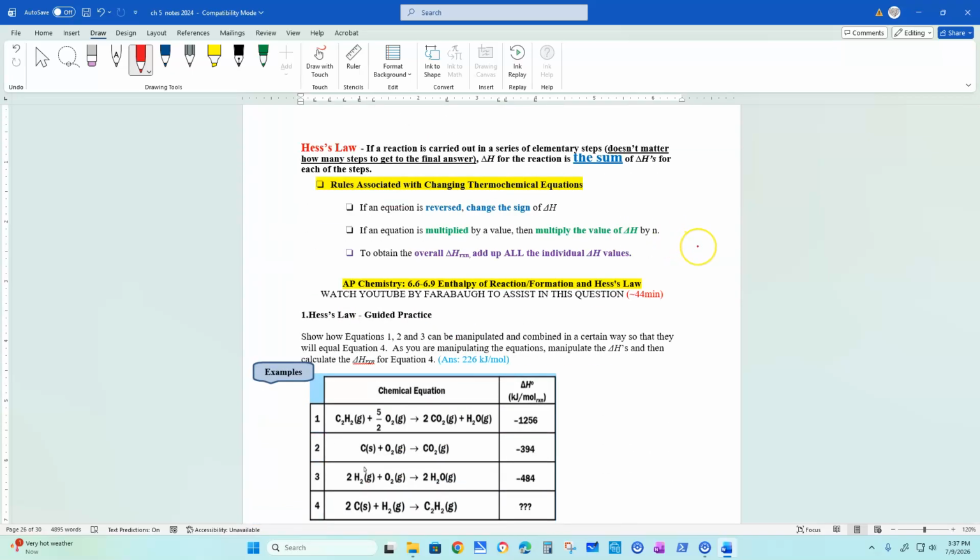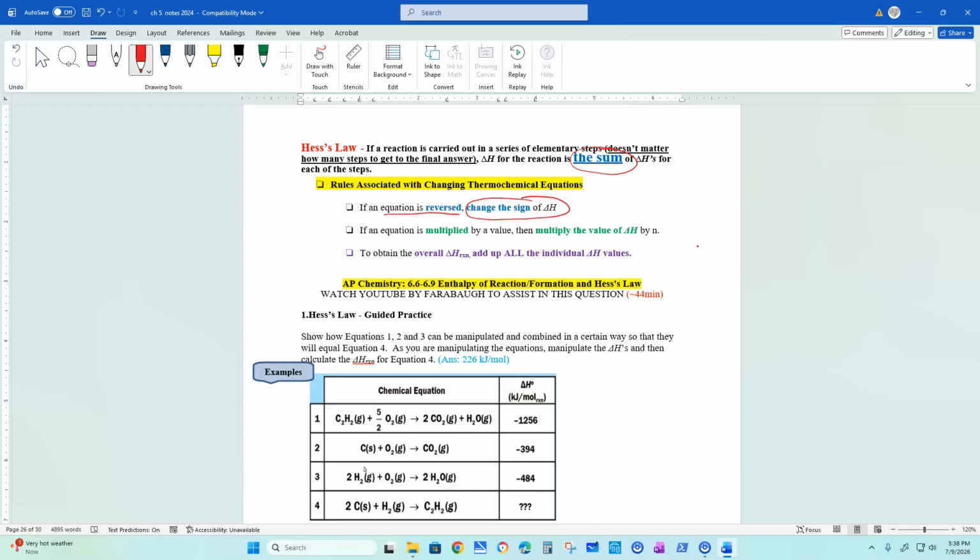Okay, so Hess's law and the rules, as you saw from the learning objective, we're going to use it to do this practice problem as you see right here. If a reaction is carried out in a series of elementary steps, it doesn't matter how many steps to get to the final answer, for the delta H for the reaction, we just add it all up. But what happens if you have to mess with the balanced equations? So if an equation is reversed, if it's flipped, then you change the sign of delta H.